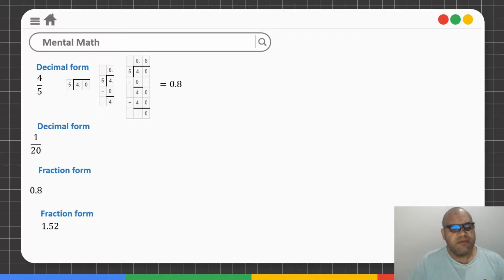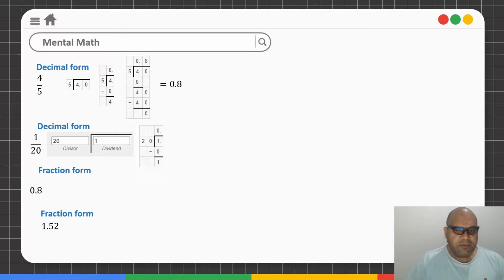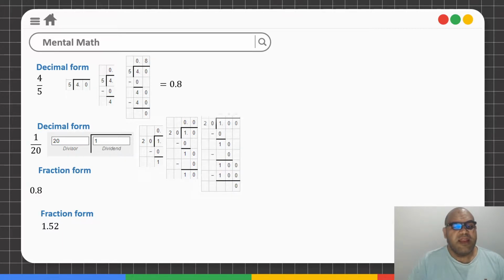Our decimal form here for the second one, 1/20th, uses the same method, okay? We have the divisor and the dividend over here. Remember, to divide is very easy. How many times does 20 go into 1? 0 times. Then let's go ahead. Remember to slide up the decimal point. How many times does 20 go into 10? 0 times again. Always subtract over here. And the last one, how many times does 20 go into 100? Then it works. We have 5 times. And the decimal is 0.05.